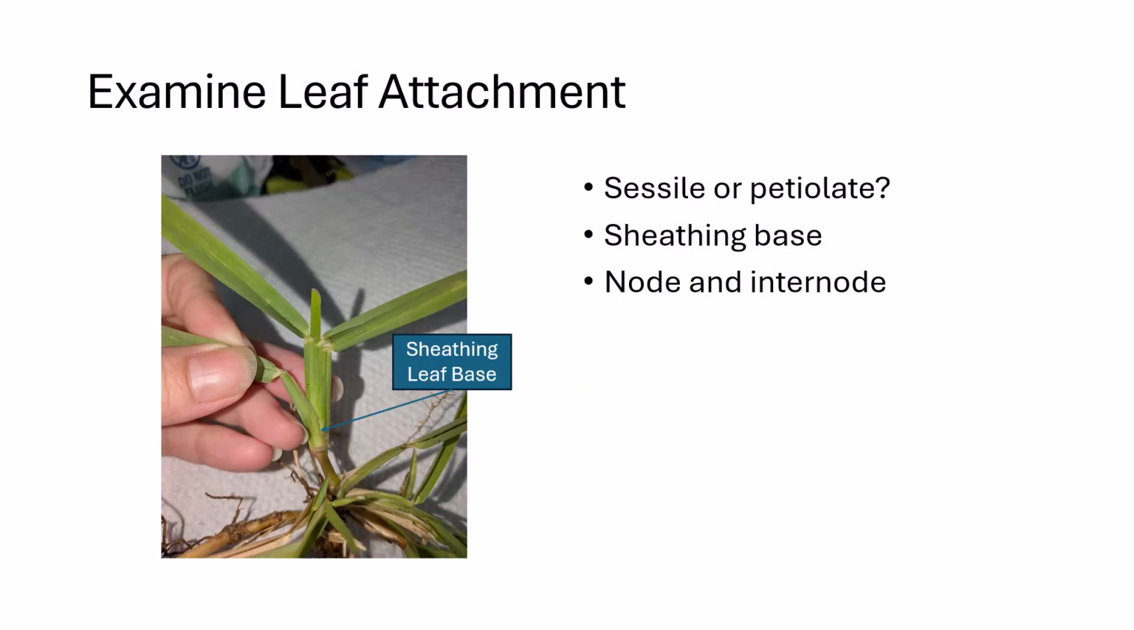Next, observe how the leaf attaches to the stem. Determine whether the leaf is sessile, meaning it lacks a petiole and attaches directly to the stem. Look for a sheathing leaf base that wraps around the stem and helps anchor the leaf in place. Identify the node where the leaf emerges and note the internode region below it.